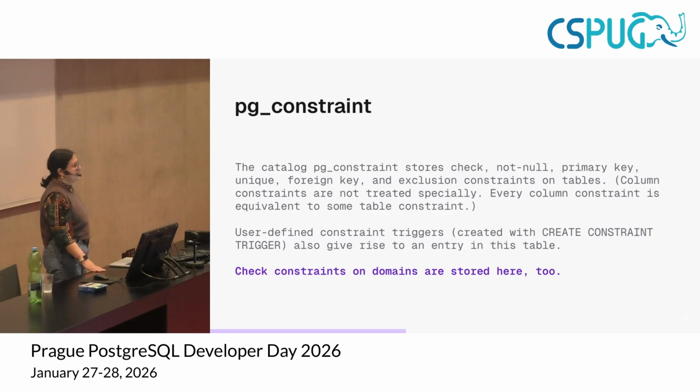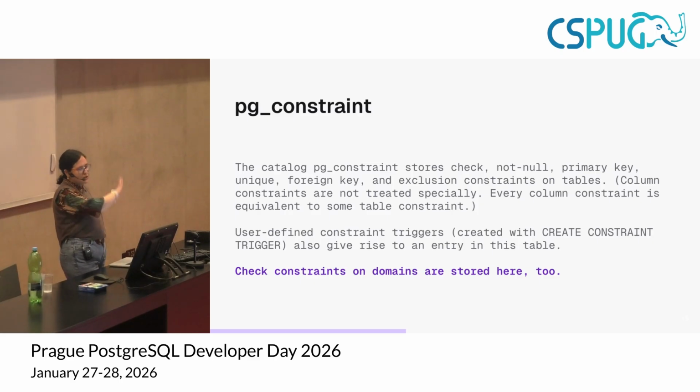Okay, and we came to the last sentence. After this, we will talk about what happened in Postgres 18. This is the last bit about this generic information. At the end, it says, check constraints on domains are stored here too. So what are domains, why do they have constraints, and why do we store them?